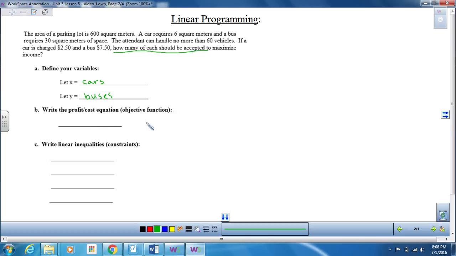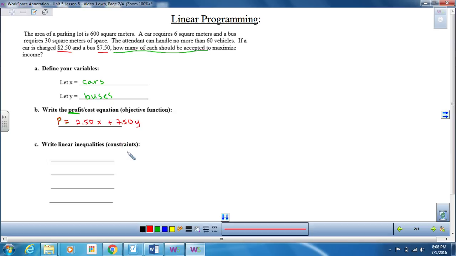Write a profit or cost equation. This is also called the objective function. All right, so the profit, and this is profit because we're talking about income. So this is where we put the numbers that deal with profit. Let's do this in red. Okay. So the profit's going to come from what they're charged. So this $250 for a car and $750 for a bus. So that's $250X plus $750Y.